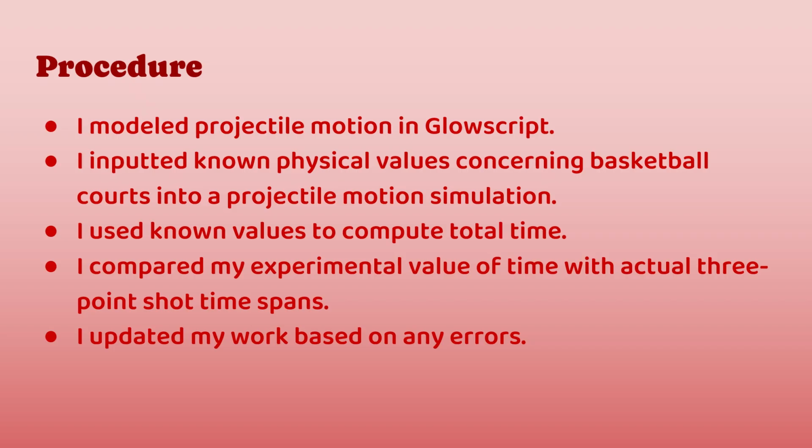I then inputted known physical values concerning basketball courts into a projectile motion simulation, which includes the distance from the basketball three-point line to the hoop, which is 23.75 feet, and the distance from the ground to the hoop, which is 10 feet, as well as the mass of the basketball, which is around 0.615 kilograms.